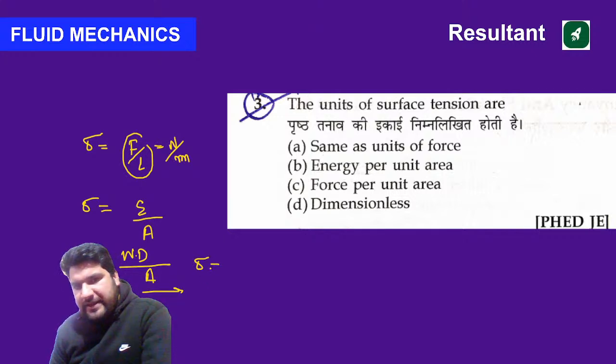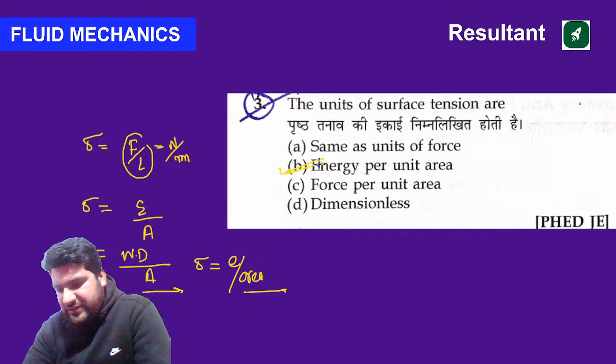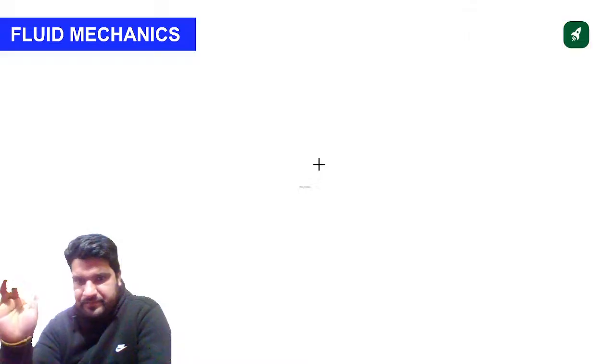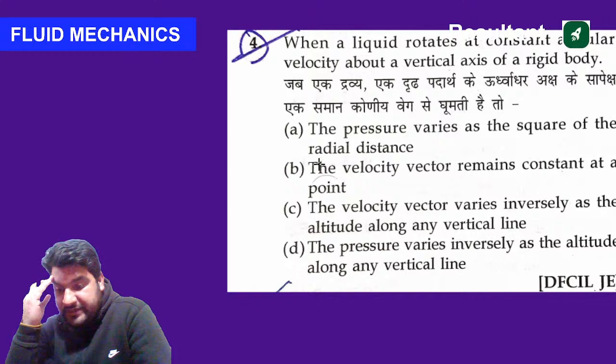So your sigma can be written as energy per unit area. So what should be the answer then? Your answer should be B. So it's energy. Adnan is giving the absolutely right answer. Energy per unit area. Next question on your screen.